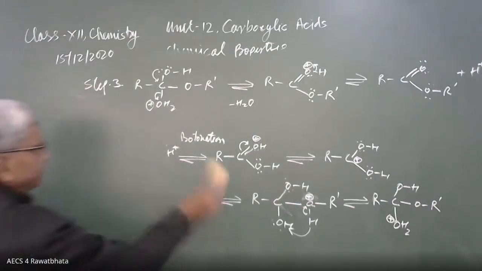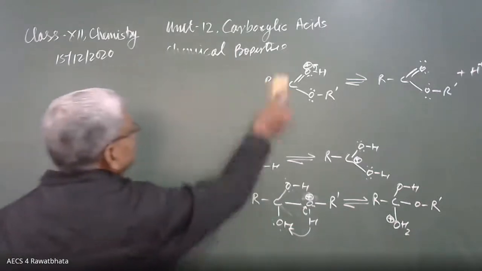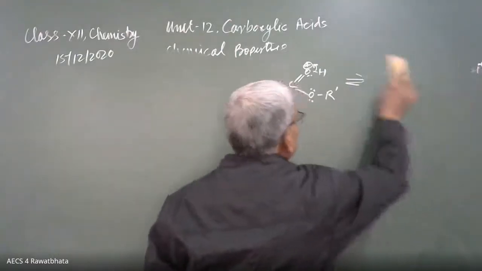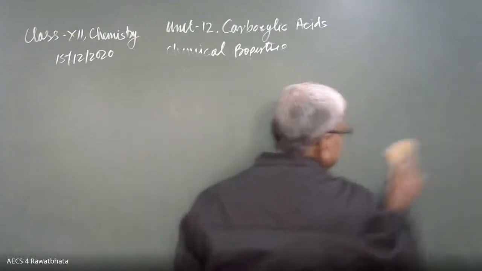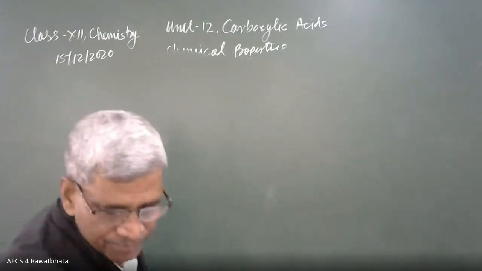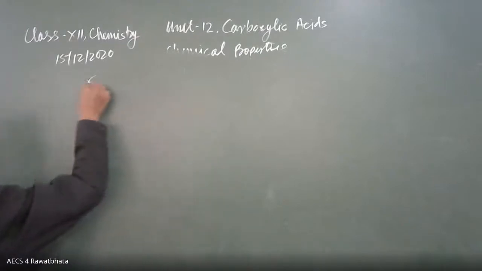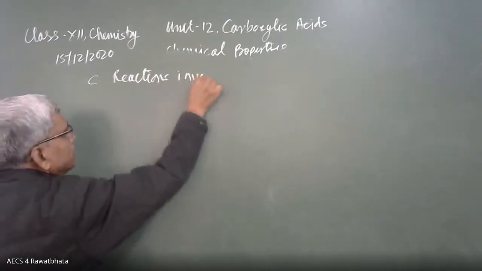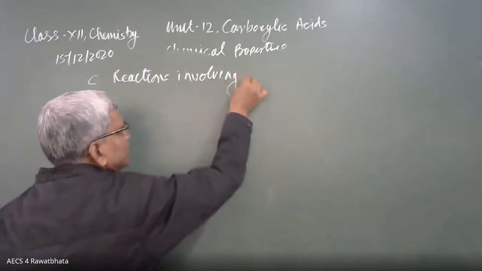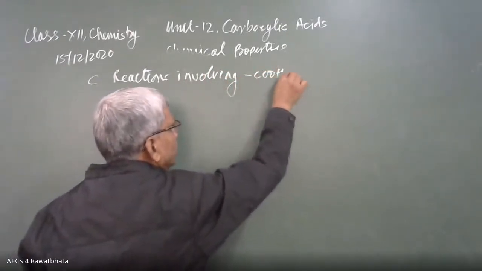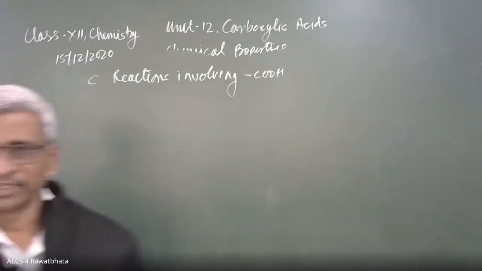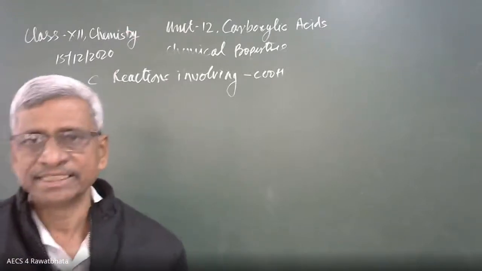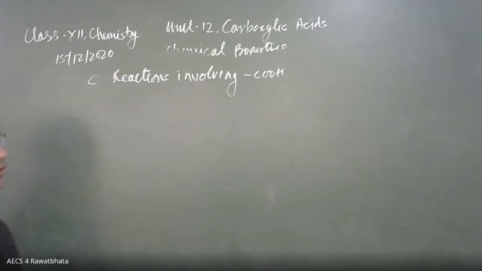Where OH of carboxylic acid is involved in the reaction. Now the C type of reaction, where the complete COOH participates in the reaction. C type reactions, reactions involving COOH, the carboxylic group. Only some limited reactions, no more important difficult reactions. Important reactions are there, but so easy. These are the reactions involving COOH.